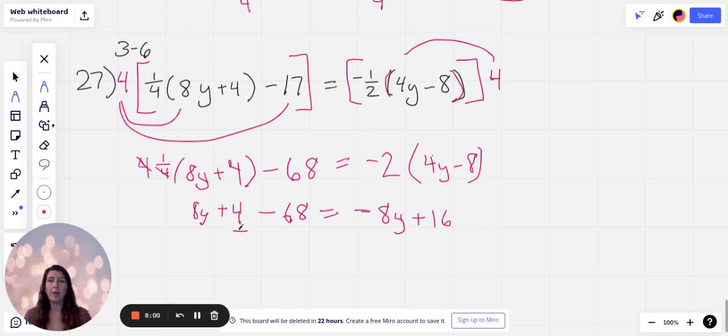I can combine these terms. It's 4 minus 68. I get negative 64. So 8y minus 64.